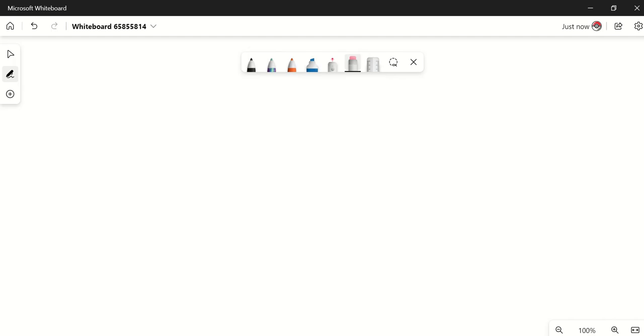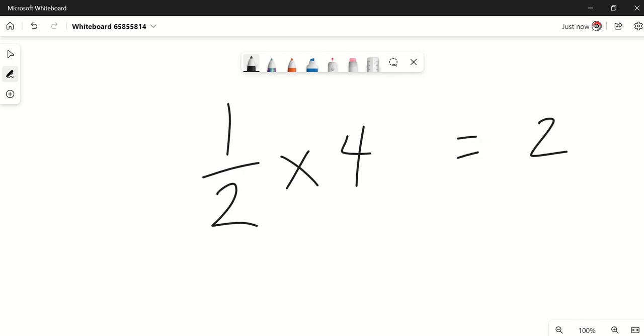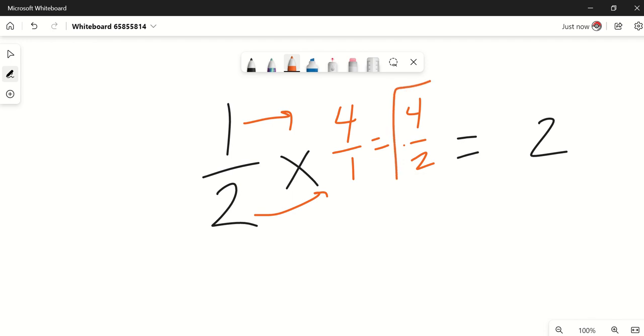Remember, anytime you multiply by 1/2, you're actually trying to find out what half of that number is. For example, 1/2 times 4, half of 4 should be 2. Let's see if this works. 4 over 1, 1 times 4 will be 4. 2 times 1 will be 2. This is an improper fraction of 4 divided by 2. 2 will go into 4 twice.